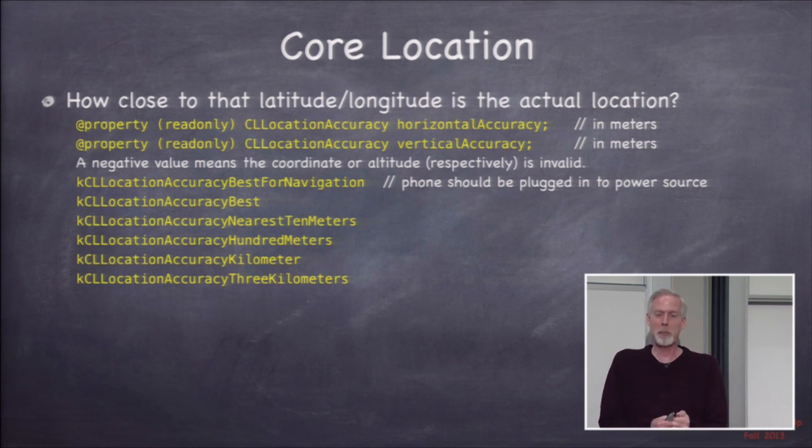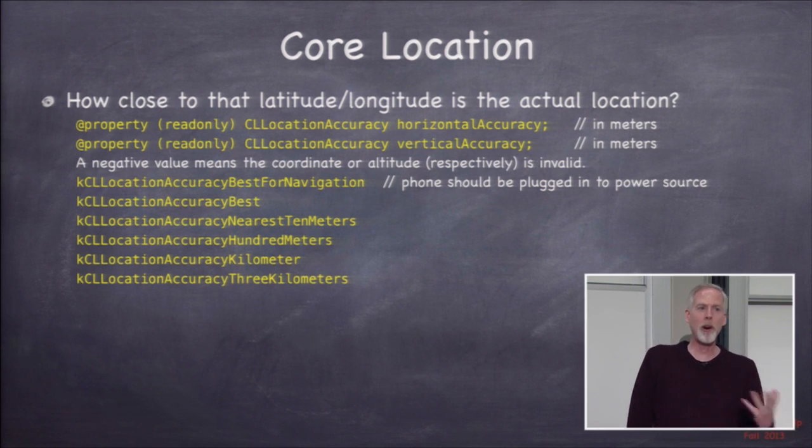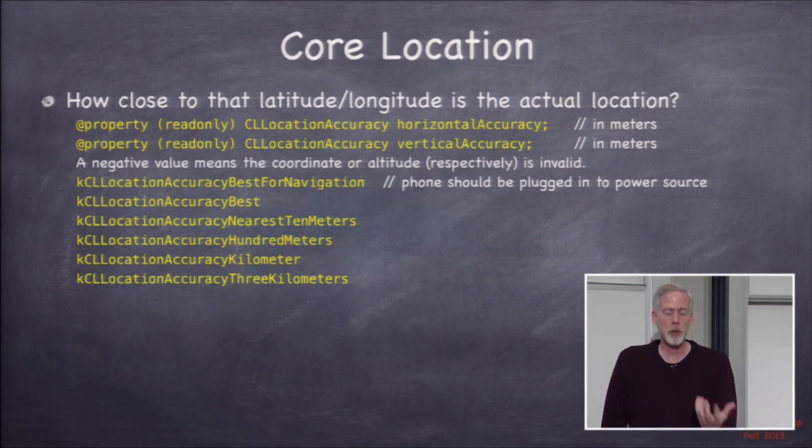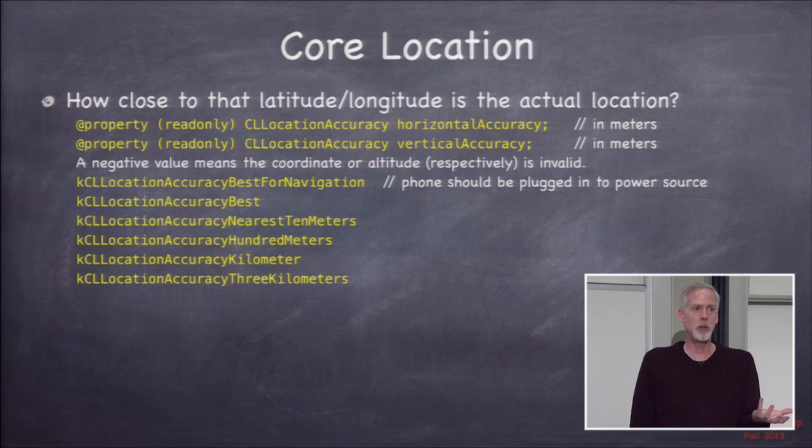I guess they have USB ports nowadays in cars. But anyway, you would want power there. Then there's best, which is also GPS, but not quite as power hungry. And then all the way down, using Wi-Fi and these other things, to less and less accuracy. However the location was found, it will also report to you what accuracy it used, both horizontally and, altitude-wise, vertically.